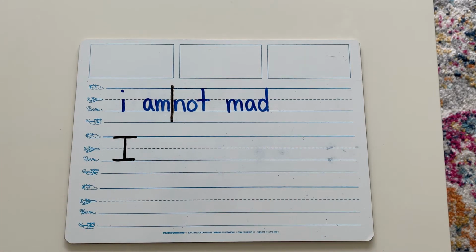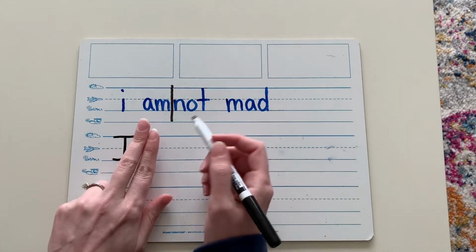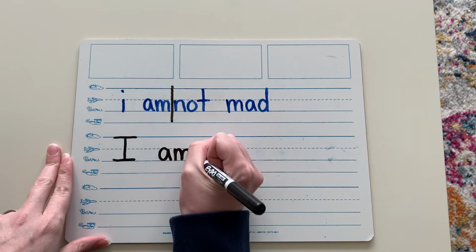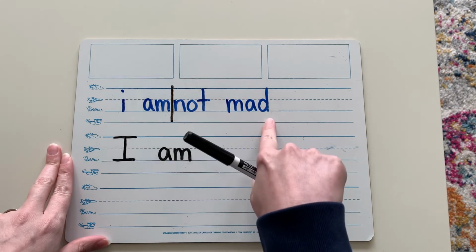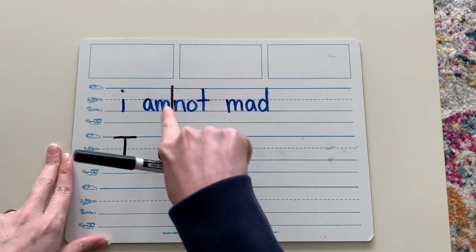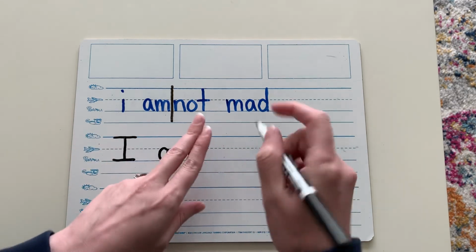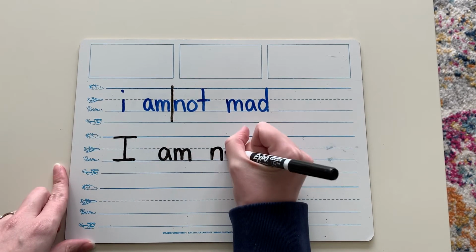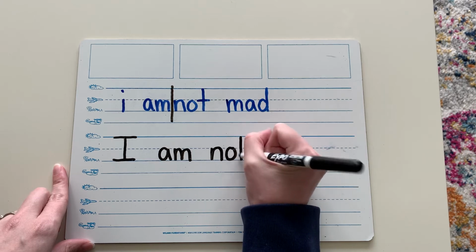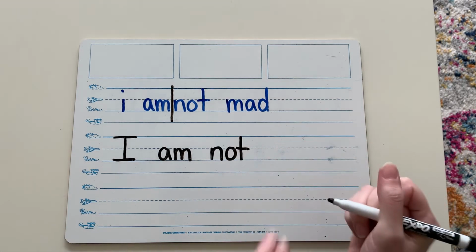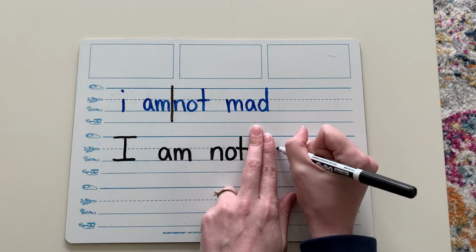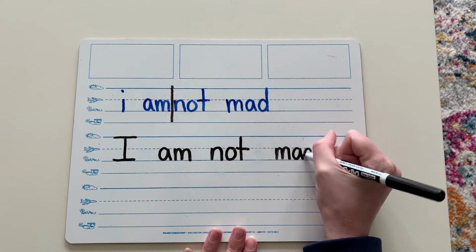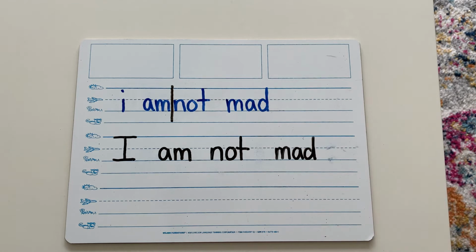Now, I still got to make sure I have my finger space. So I'm going to finger space, am not mad. Now, I did not put a space between am and not here, but I'm going to make sure I do it here, friends, so that I can actually read my sentence and it's correct. I am not, finger space, mad. Okay, am I done?